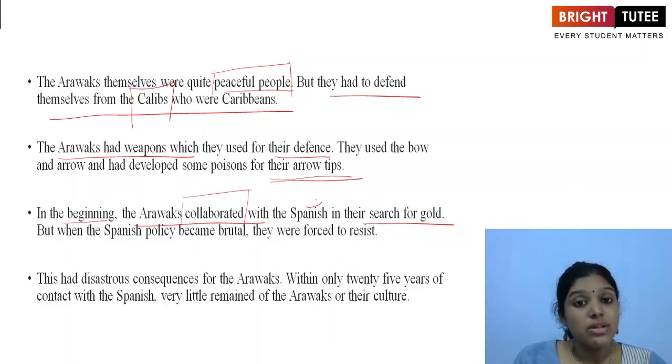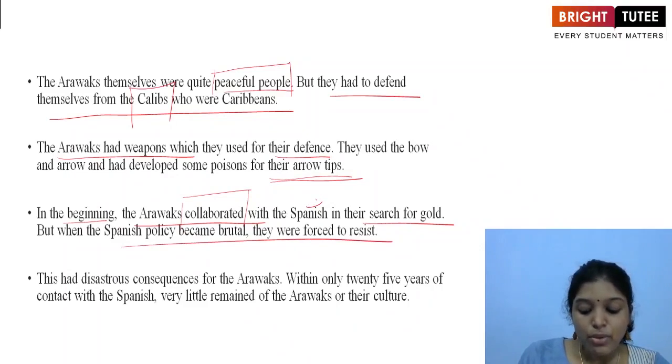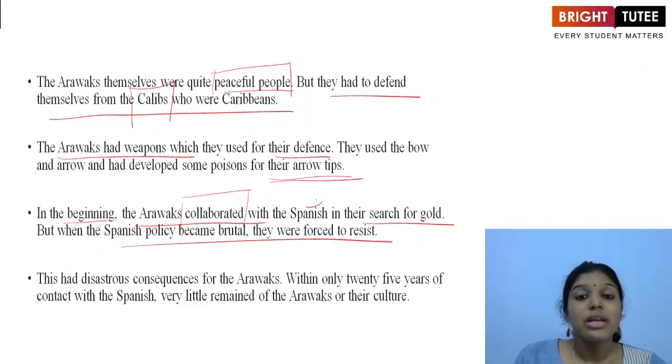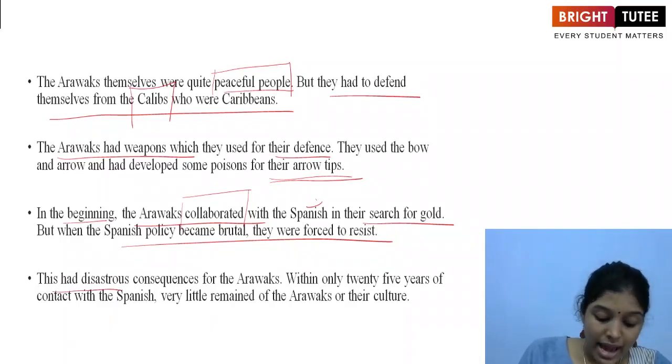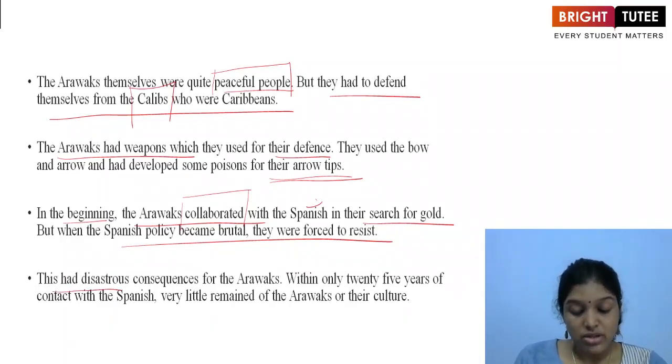And this land was rich in gold and its resources. So Arawaks helped them locate places which were rich in gold. But when Spanish policy became brutal, they were forced to resist. Soon they understood that the Europeans were here to exploit them, so they were left with no other choice but to protest and show their resistance. And this had disastrous consequences for the Arawaks, a negative impact on them as a whole.